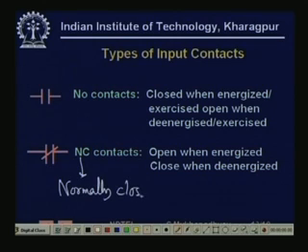So the same push button, if we represent it by an NC contact, then if the push button is not pressed, that is when it is not excited, that contact will remain closed. So we must interpret it that way in the PLC logic when we try to see whether there is a continuous path from the positive rail to the output coil positive end. So it is open when energized and it is closed when de-energized.